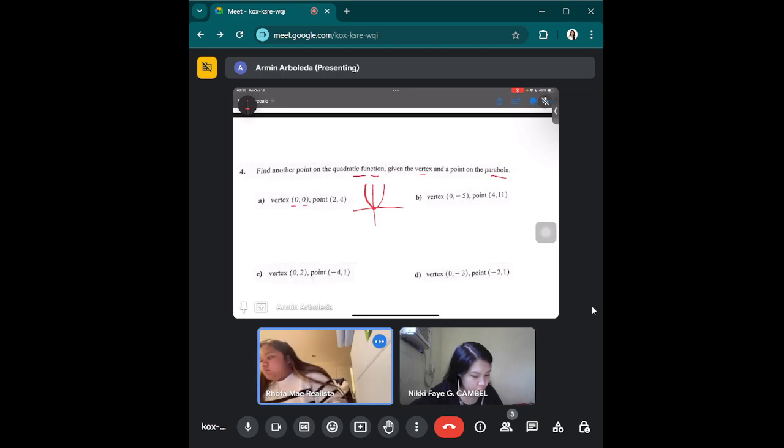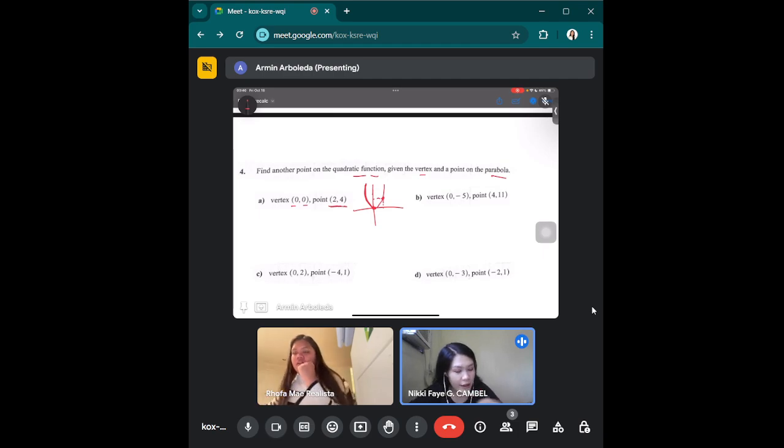Okay. Saan nga tayo? So, okay. So, for letter A, the vertex is where again? At the origin, right? So, you also have another point, which is 2, 4. That is right about here. So, here's your point. So, ano nga yung property ng parabola? Reflection lang siya on the other side about the axis of symmetry. Your axis of symmetry is at y, right?